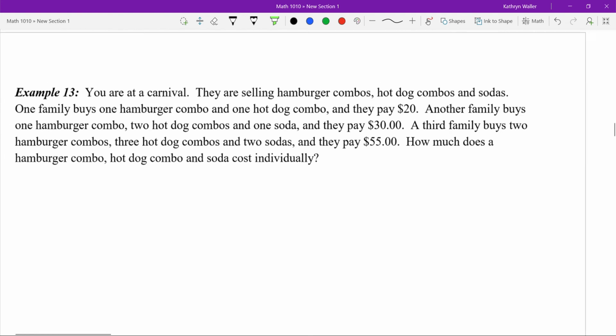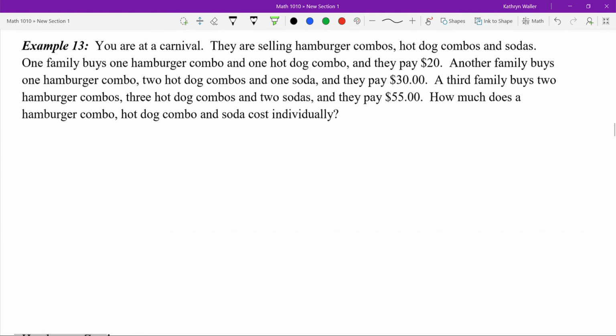Okay? Okay, here we go with question 13. You're at a carnival. They're selling hamburger combos, hot dog combos, and sodas. Your family buys 1 hamburger combo, 1 hot dog combo, and they pay $20. Another family buys 1 hamburger combo, 2 hot dog combos, and 1 soda, and they pay $30. A third family buys 3 hamburger combos, 3 hot dog combos, and 2 sodas, and they pay $55. How much does each of these cost?